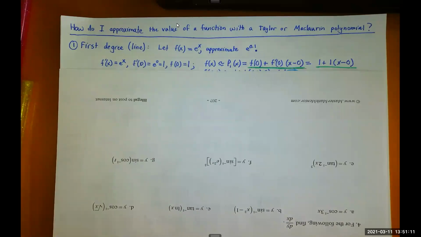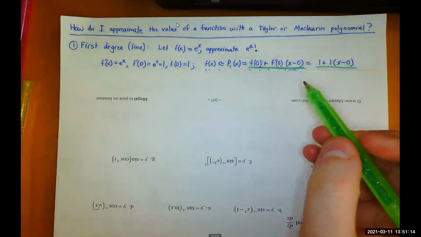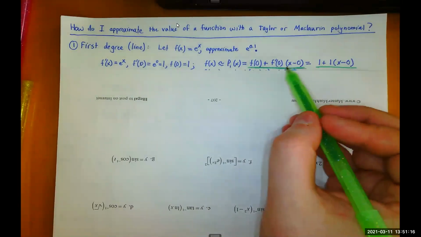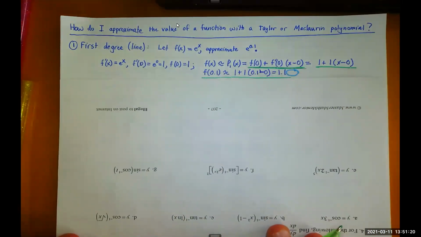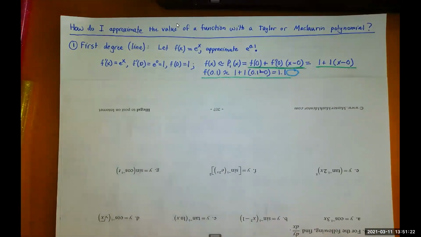I guess unless we completely reinvent math. I don't think that'll happen. The equation of a tangent line. So we're going to use that equation of a tangent line to approximate, just like we always have, a value of x. So if we choose the value of x that's 0.1, we get an approximation of 1.1.